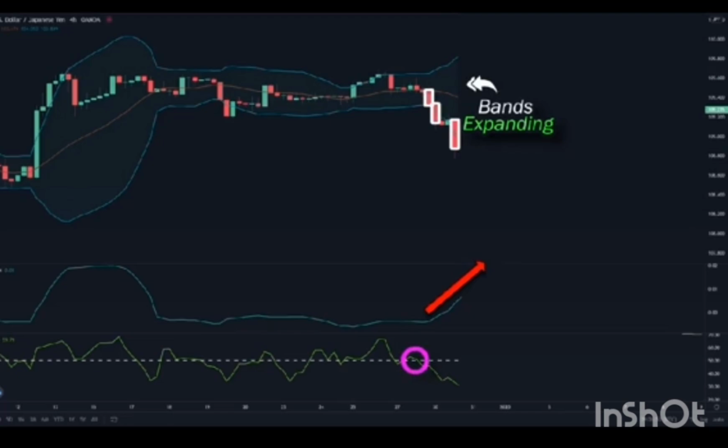One of them closed below the lower bands. So based on the price action analysis, the breakout is more likely happening to the downside. So this is a good opportunity to take a sell position.